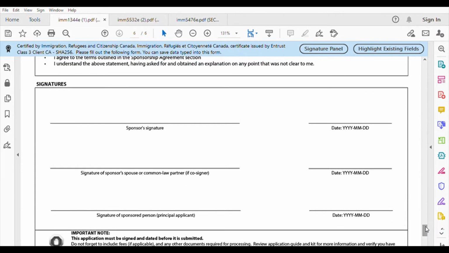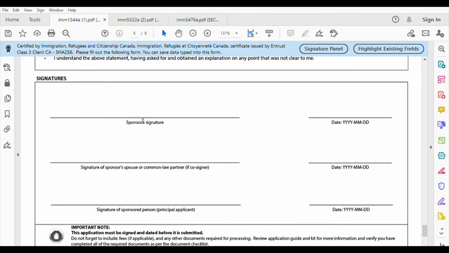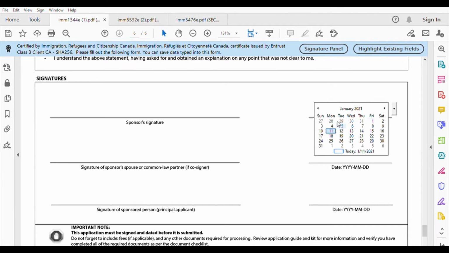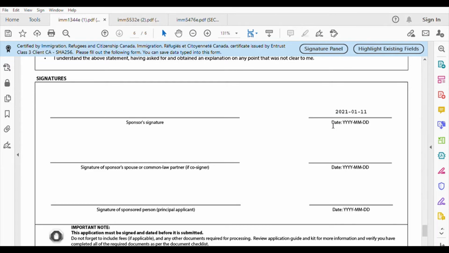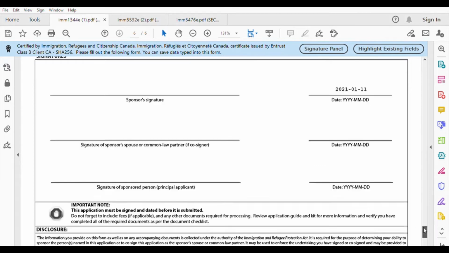First, as you see, there is a sponsor's signature here. There is the signature of the sponsored person, the principal applicant, here, and there is the signature of the sponsor's spouse or common law partner if cosigner. You can keep this empty because it's not a cosigner case. So the sponsor signs here, the principal applicant signs here, and the date you filled out this form. So you mention the date, let's say for example this date. So this is the first thing, which is very important.